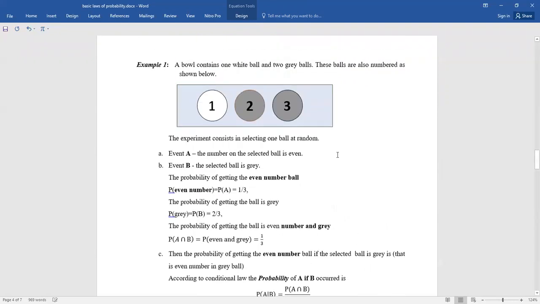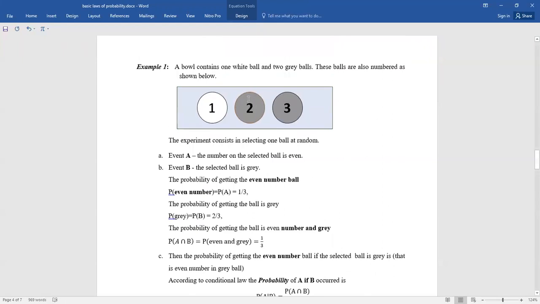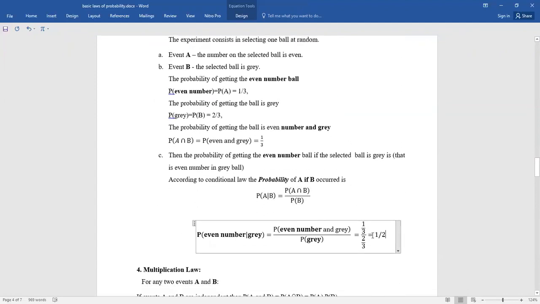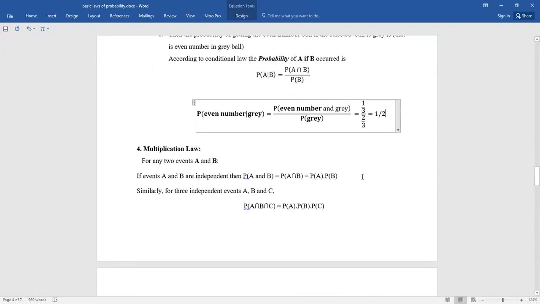As I told you, the conditional law makes the sample space smaller. I want to select a ball that should be an even number, given the gray ball. So when there is a condition, we do not consider all the sample space. We restrict the sample space to only the gray balls, not all 3 balls. So there is 1 even ball out of 2 gray balls, 1/2. Without the condition, we also get the same thing.